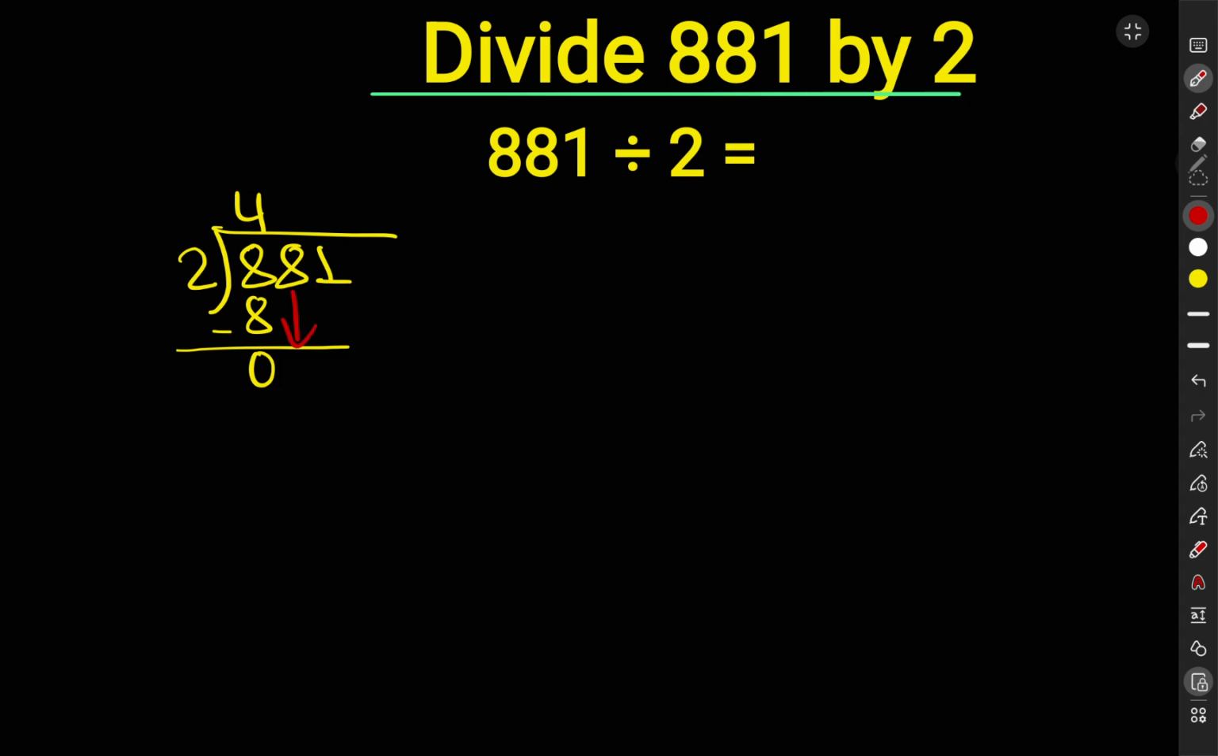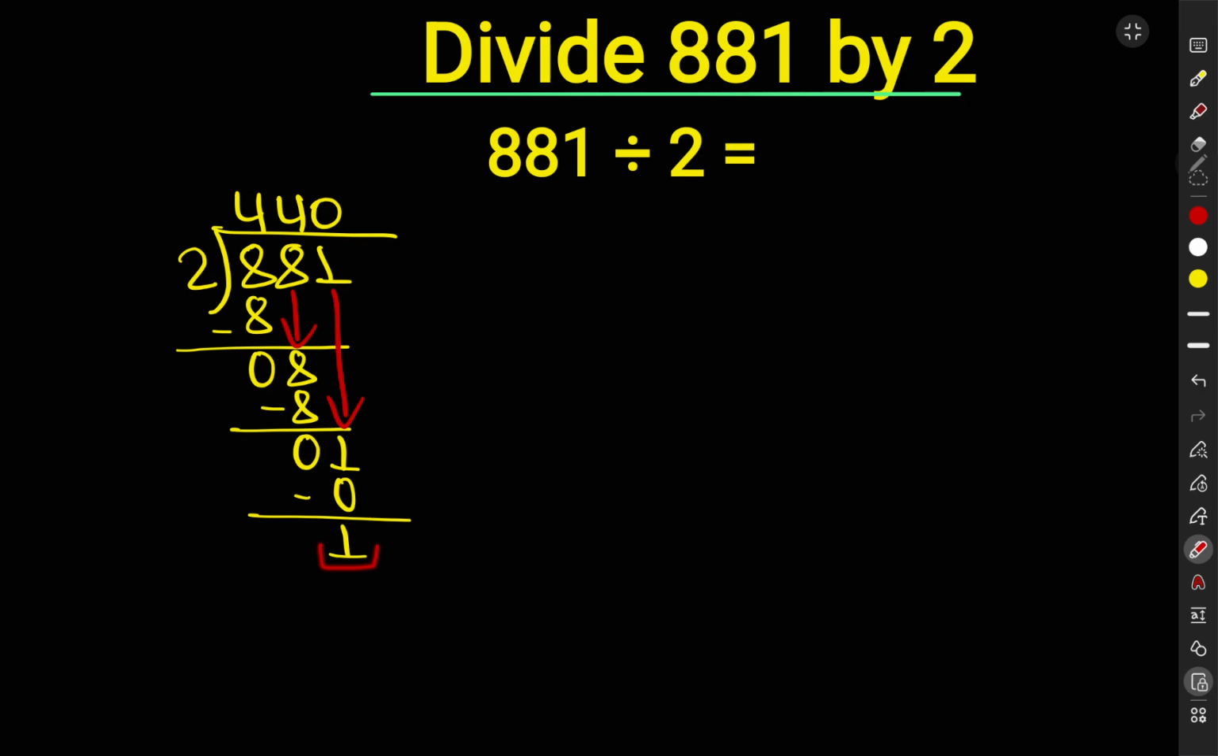So now we put down this 8 and 2 times 4 is 8. On subtracting we get 0. So again we put down this 1 and 2 times 0 means 0. On subtracting we get 1.